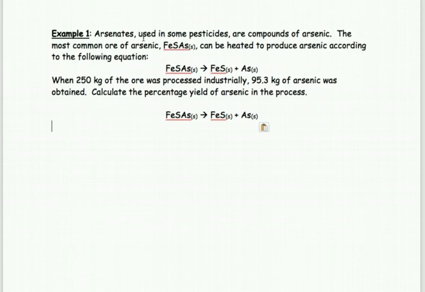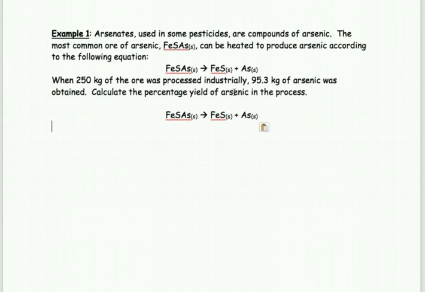Arsenates are used in pesticides, and they are compounds of arsenic. Basically we have this ore of arsenic. If it's heated, it can decompose into iron 2 sulfide and just the arsenic, okay? We know that we have a mass of the ore that's going to be processed industrially, and once we ran this reaction, we got 95.3 kilograms of arsenic. We need to calculate the percent yield of the arsenic, okay?